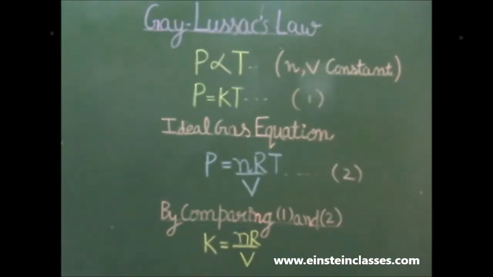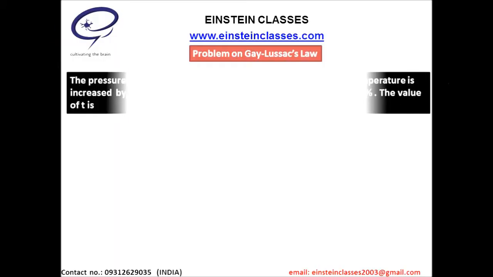Now we are discussing Gay-Lussac's law. According to this law, the pressure of a gas is directly proportional to the temperature while keeping the moles and volume constant. If we remove the proportionality, we can write it as P equals K into T, where K is the Gay-Lussac's constant. If we compare Gay-Lussac's constant with the ideal gas equation, we find that it is nR by V.